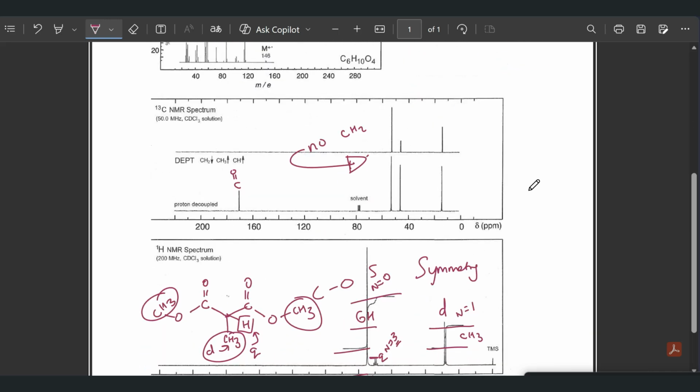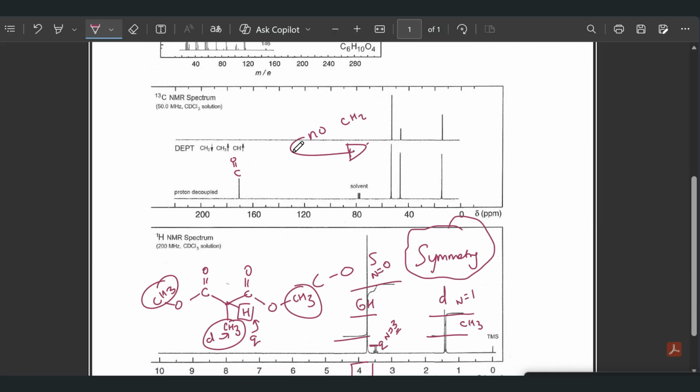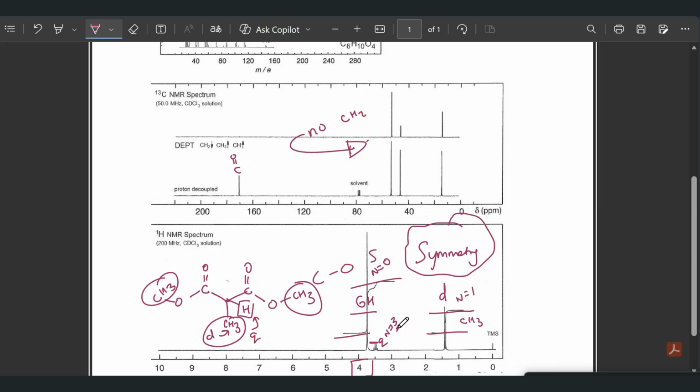This one will make you sweat. But that is the structure anyway. If you get one with few peaks tomorrow, the big hint is symmetry. So you may want to double your carbonyls or your double bonds, whatever it is, you may want to double them.